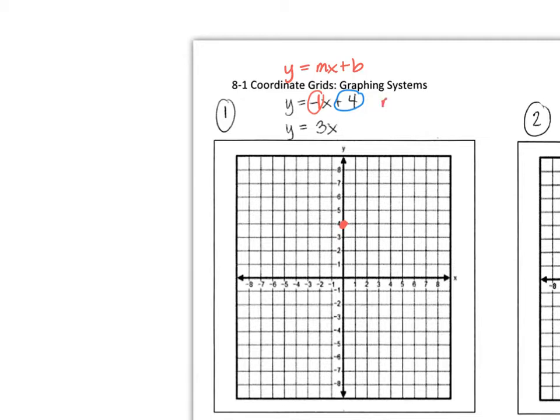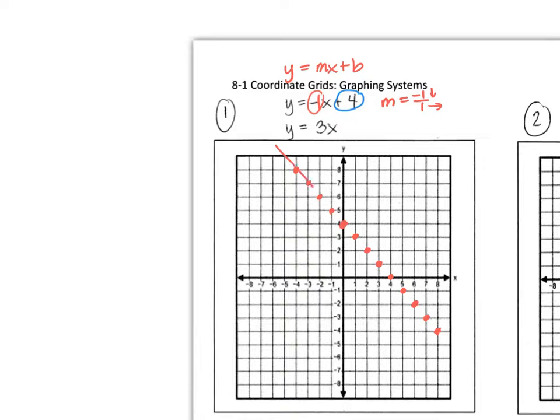The slope is -1. To change it to a fraction, put a 1 underneath. And that means I'm going to go down 1, since it's negative, and right 1. So down 1, right 1. Keep doing it to get more points. Down 1, right 1, down 1, right 1. Or to go backwards from our first point, up 1, left 1. Okay?